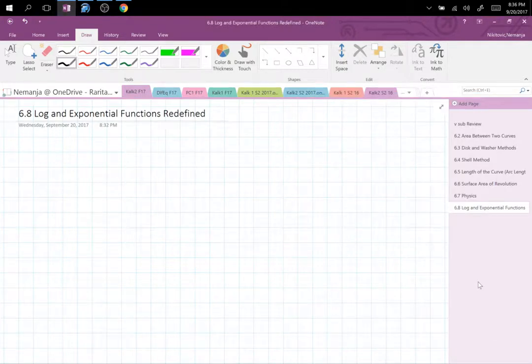Hello and welcome back to Calculus 2, section 6.8. We are going to redefine our logarithmic and exponential functions in terms of calculus. You learned before that exponential functions have a base with the variable in the exponent. You know they grow fast, and you know the problems in the medical field, engineering field, also history, for carbon dating.